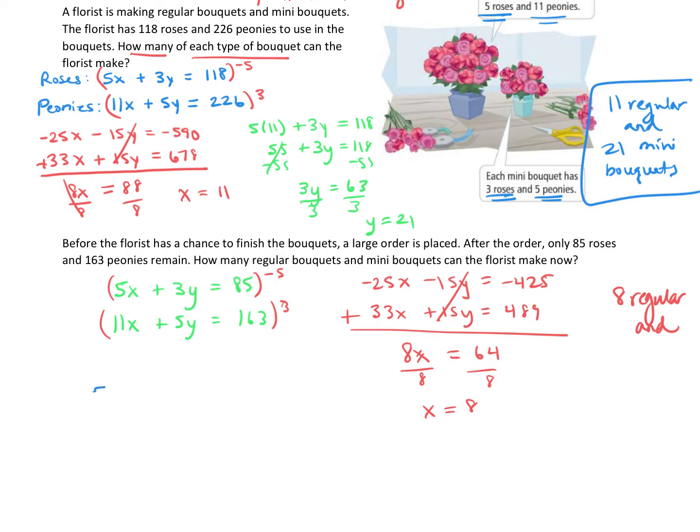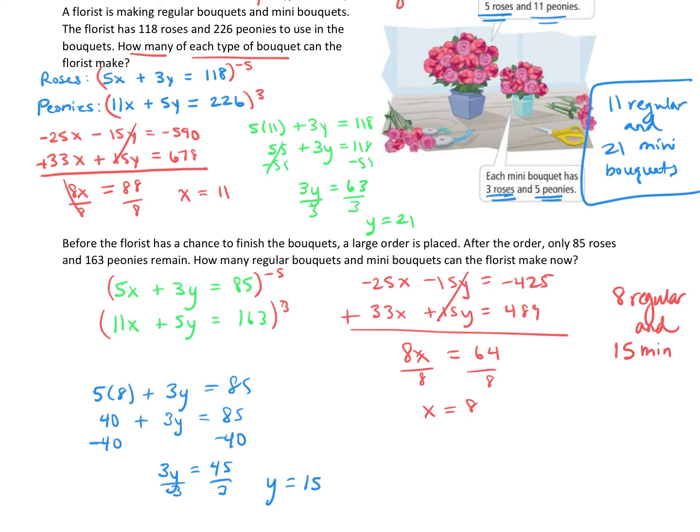5 times 8 plus 3y equals 85. 5 times 8 is 40. Now to solve for y, we'll subtract 40 from both sides. So 3y equals 45. Divide both sides by 3, giving us y equals 15. So the florist can make 8 regular and 15 mini bouquets.